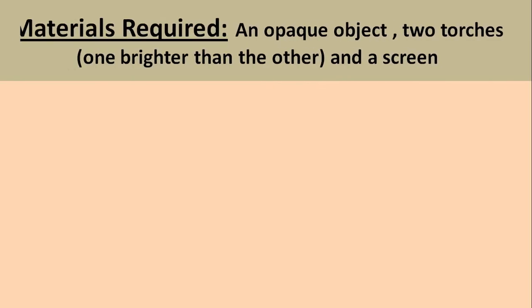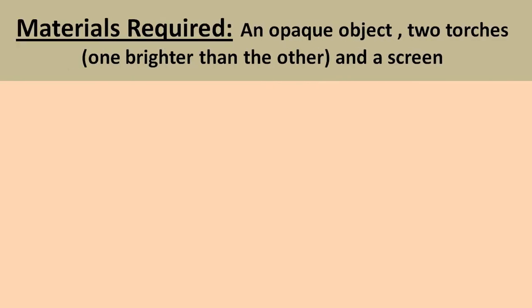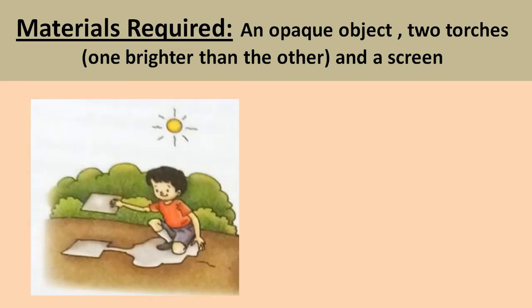For doing this activity, you need an opaque object, two torches, one torch with a bright light and another torch with a dim light, and a screen to form the shadow. On a clear sunny day, go out in the open and cast a shadow of cardboard on the ground as it is showing in the picture. Means during daytime, go out from the room and form this shadow using a cardboard.